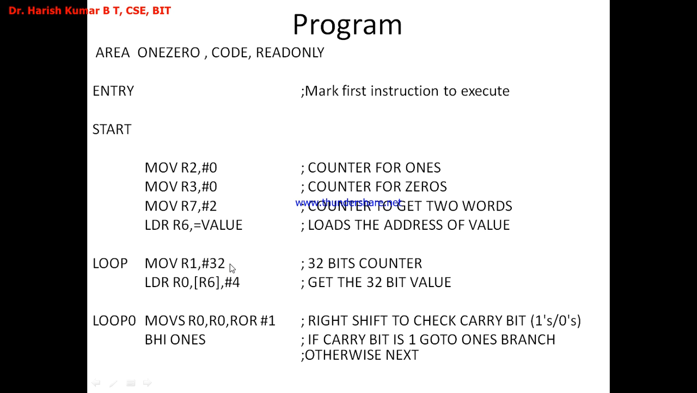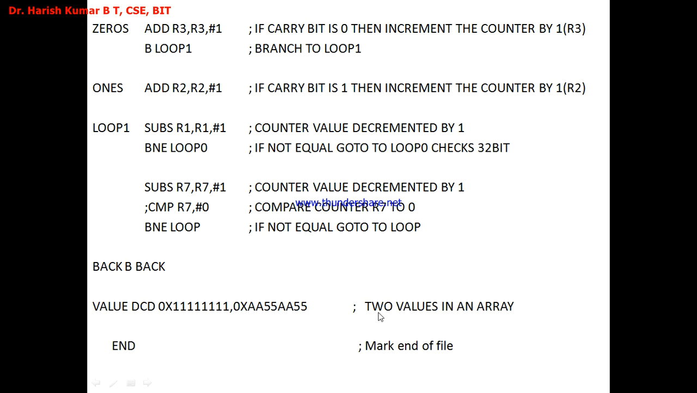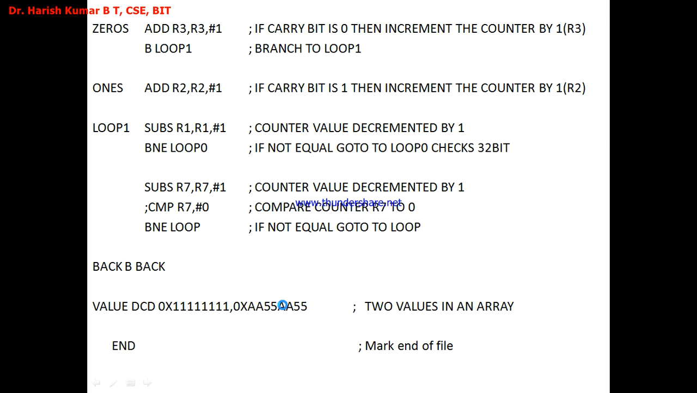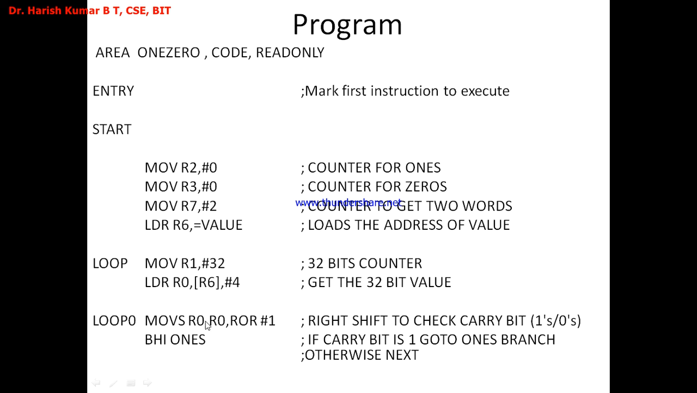I'll take the first word, I'll count the number of zeros and ones there, and I'll take the second word and I'll count the number of zeros and ones again there. So R1 is initialized to 32, and now load the content pointed by R6 to the register R0. Now R0 will get 1111, our first number. R0 will get this number, and then R6 is incremented by 4, and it is pointing to the second number.